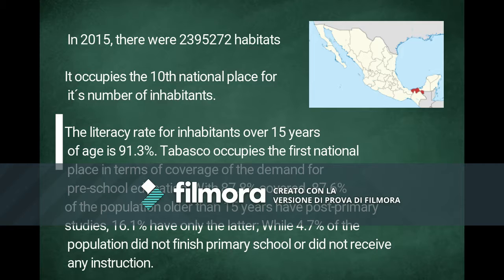The literacy rate for inhabitants over 15 years of age is 91.3%. Tabasco occupies the first national place in terms of coverage of the mandatory pre-school education, with 87.5% covered. 87.6% of the population older than 15 years have post-primary studies. 16.1% have only the latter, while 4.7% of the population did not finish primary school or did not receive any instruction. Let's talk about our technologies.